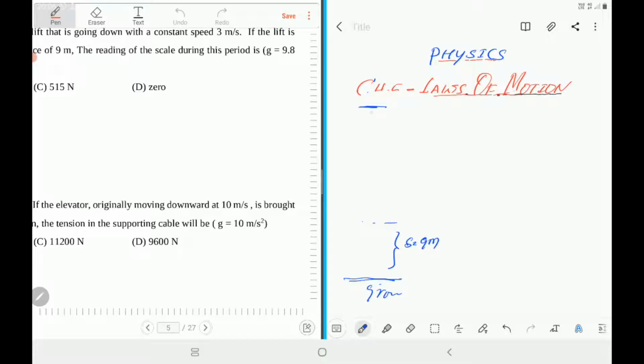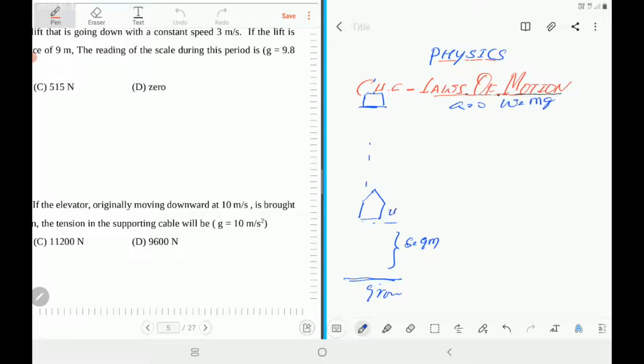Actually, it is moving down with a constant velocity, uniform velocity. It is moving down with a velocity till here. Till here, it is continuously moving with uniform velocity. As I explained earlier in the previous video related to lift, when there is no acceleration, there is no change in weight; it is equal to mg always. Till here mg, but then it starts decelerating.